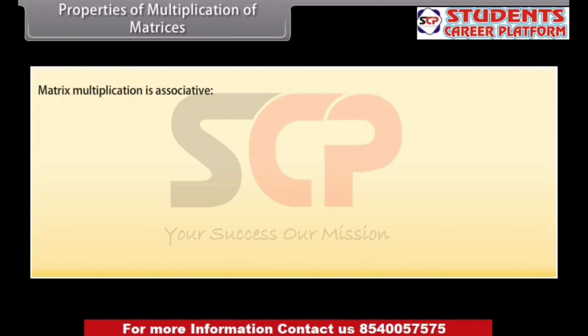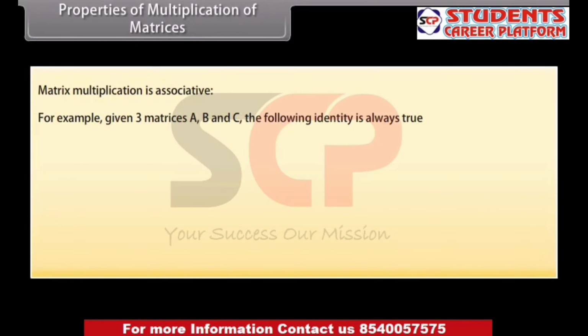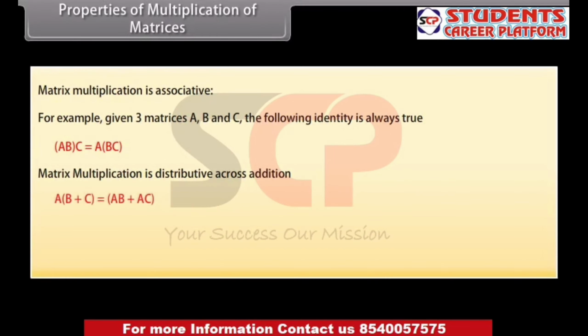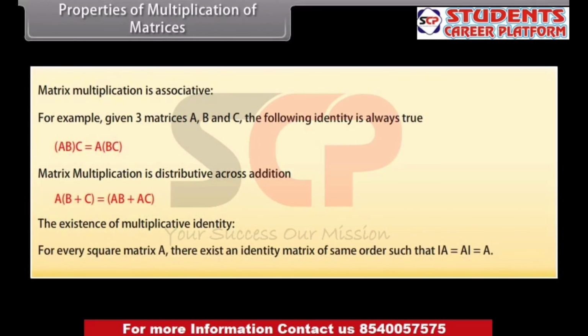Matrix multiplication is associative. For example, given three matrices A, B and C, the following identity is always true: AB into C is equal to A into BC. Matrix multiplication is distributive across addition: A into B plus C is equal to A into B plus A into C. The existence of multiplicative identity. For every square matrix A, there exists an identity matrix of the same order such that IA is equal to AI is equal to A.